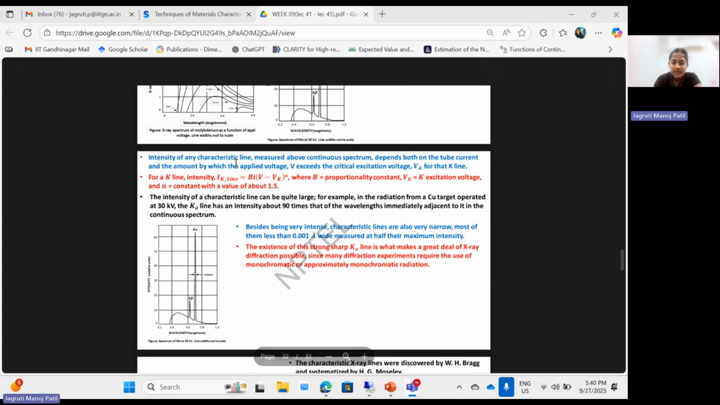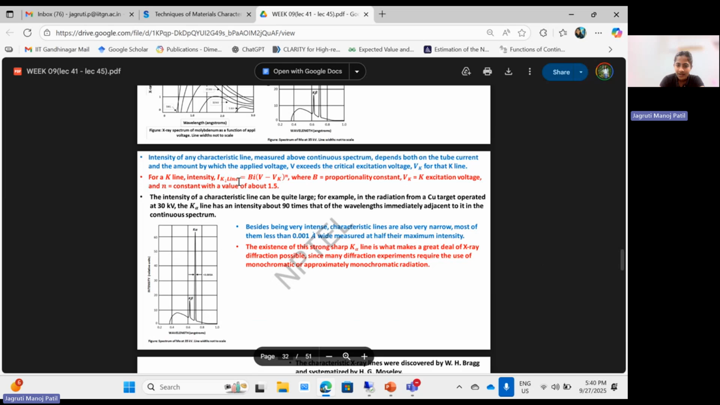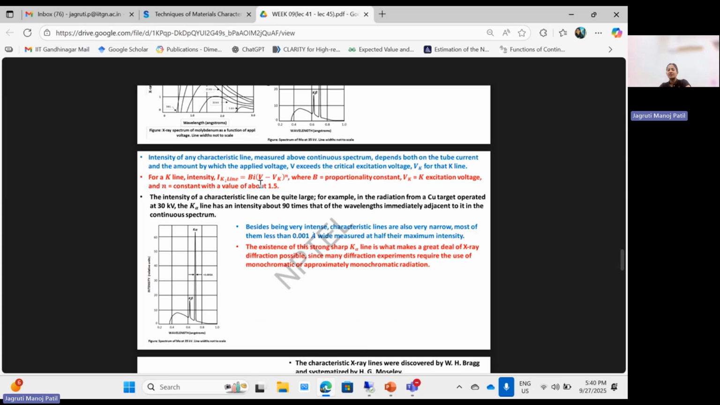If you look at the intensity of the characteristic line measured above the continuous spectrum, this particular line depends both on the tube current and on the amount by which the tube voltage exceeds the critical voltage for that K line. There is a formula for this, where you have a proportionality constant, the current flowing through it, and the difference in voltage exceeding the critical voltage.